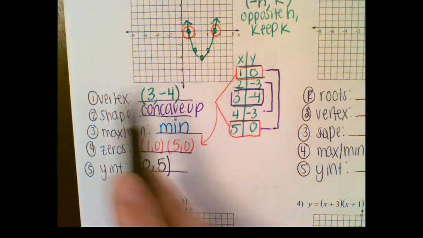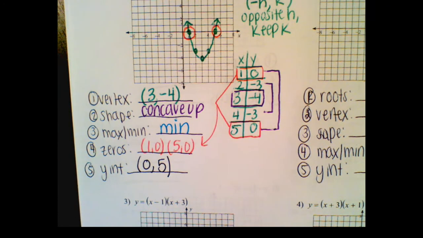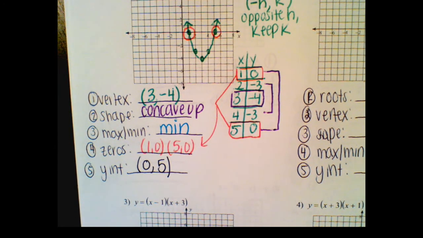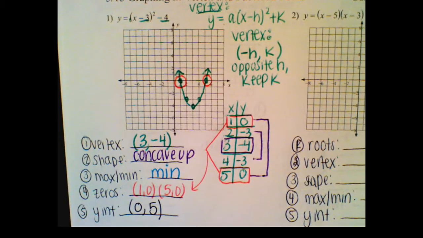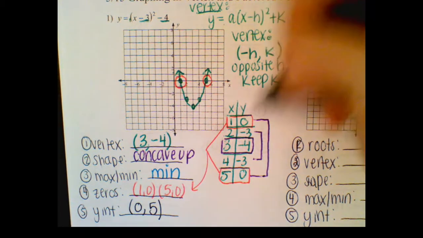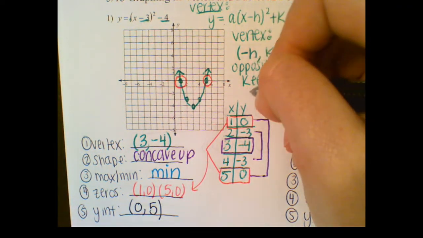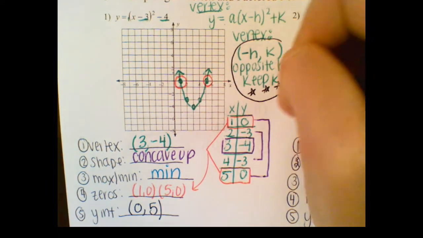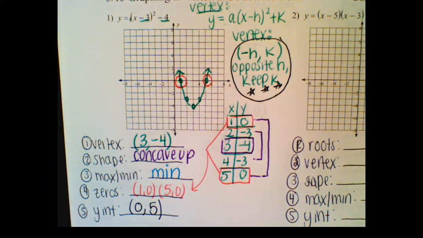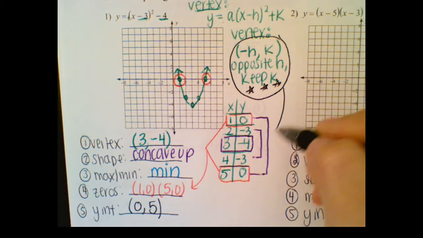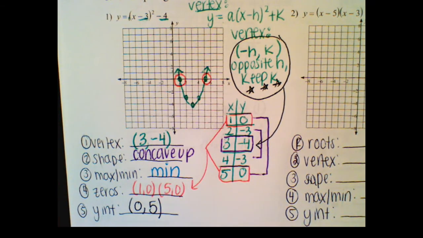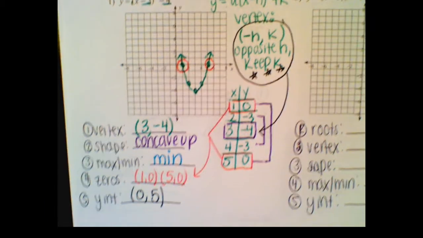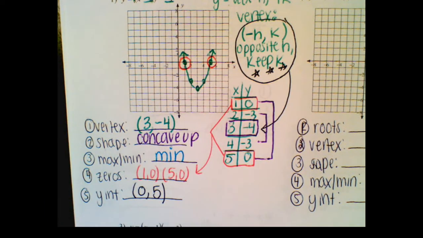Now, not all questions will ask you everything, so it just depends on that question on what you're being asked. So the key here is when it's in vertex form, you already get the vertex. So this is kind of what's new. You already get it. You do the opposite of h and you keep k. That goes in the middle of your table. And then you do the same thing we did before, and all of these words should be getting more and more common to you.